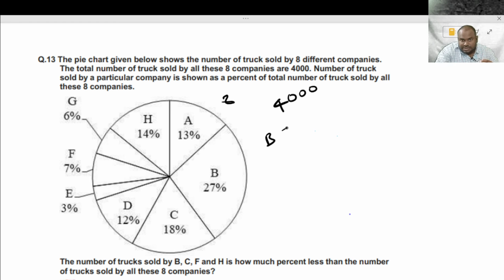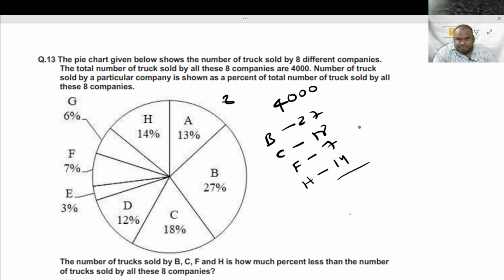So B is given as 27, C as 18, F is given as 7%, and H is 14%. 18, 28, 32, 39, 46, 60. 66% is the total number of trucks in terms of percentage sold by B, C, F, H altogether.